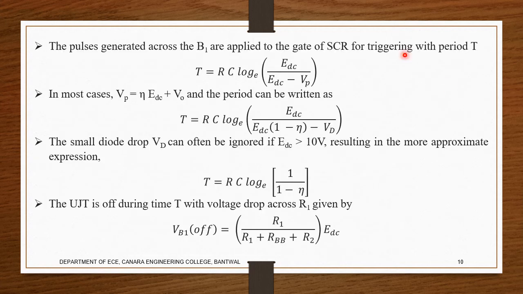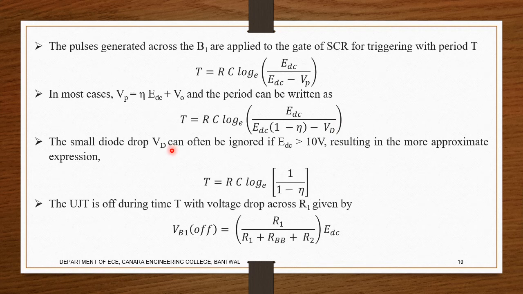You can see here, this is the pulse generated across B1, applied to the gate of the SCR for triggering, with the period T. So this is the T. What is the time period? That is calculated as RC into log e of EDC divided by EDC minus VP. Up till VP it has been charged. In most cases, VP is equal to eta into EDC plus V naught. The period can be written as RC into log e of EDC divided by EDC into (1 minus eta) minus VD. That's the voltage drop here.